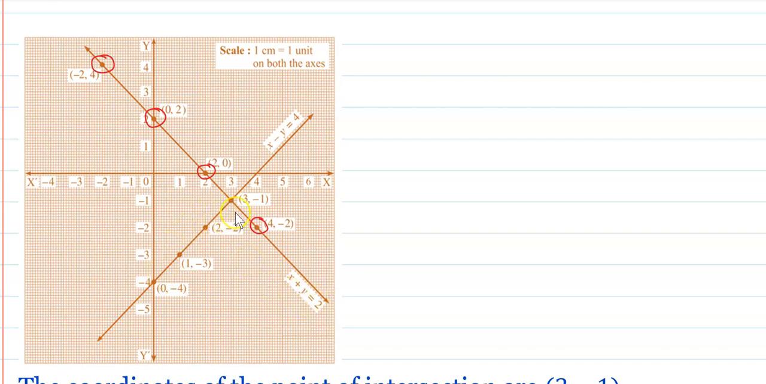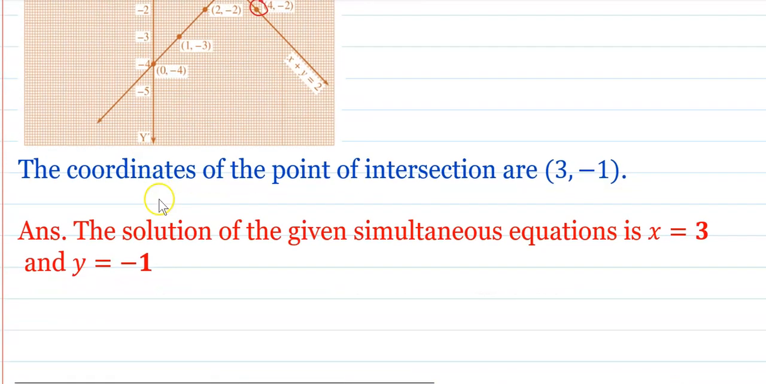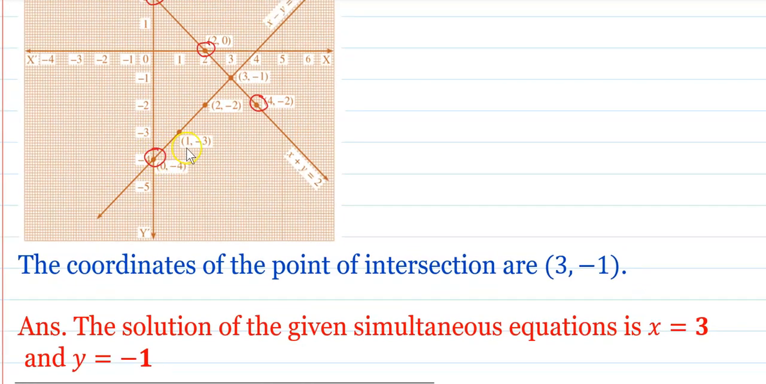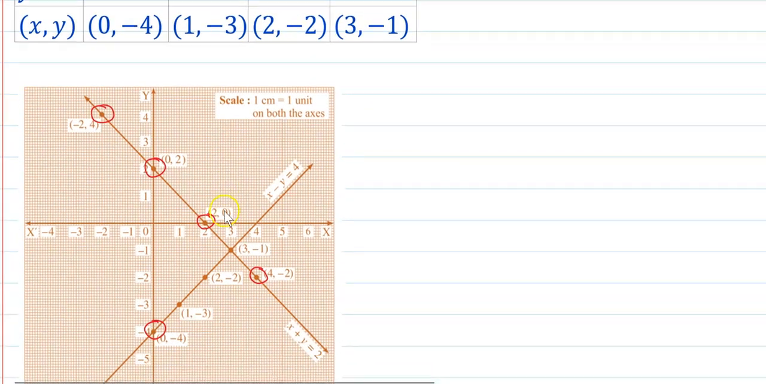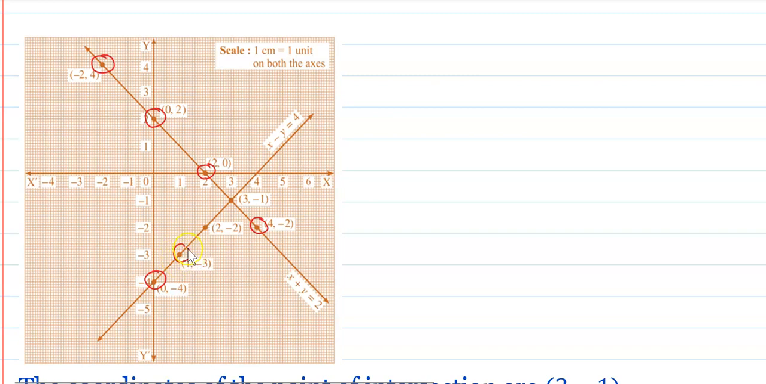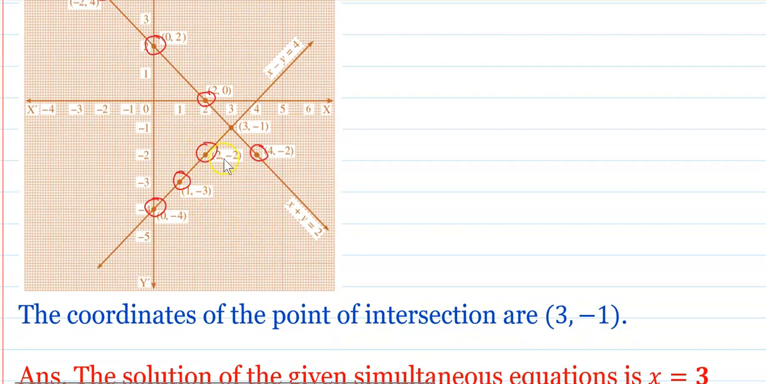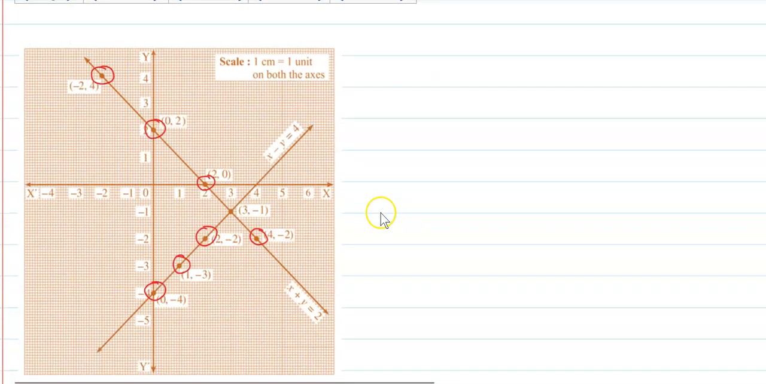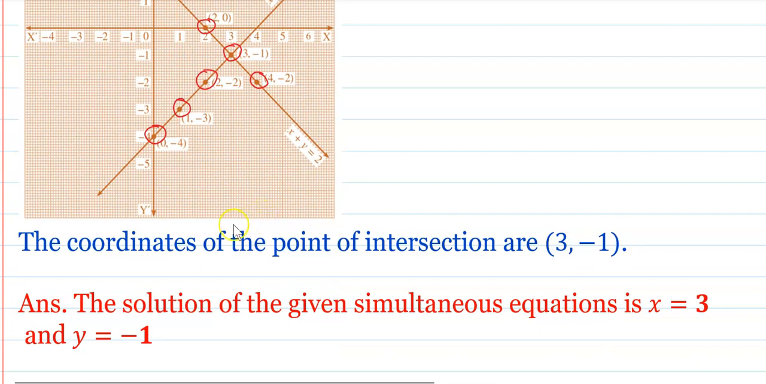Now the second points to plot. These points are 0, minus 4. X is 0, y is minus 4. On the negative y-axis, this is the required point. Next 1, minus 3. X is 1, y is minus 3. Again in the fourth quadrant. 2, minus 2, again fourth quadrant. Next 3, minus 1, again fourth quadrant. It's nothing but the point of intersection. Now these two lines intersect at the point 3, minus 1. And therefore the coordinates of the point of intersection are 3, minus 1.